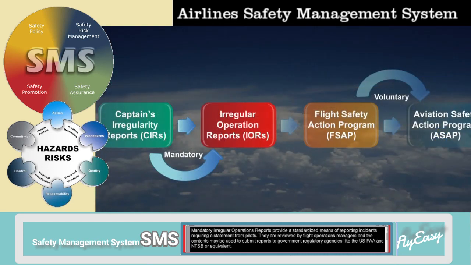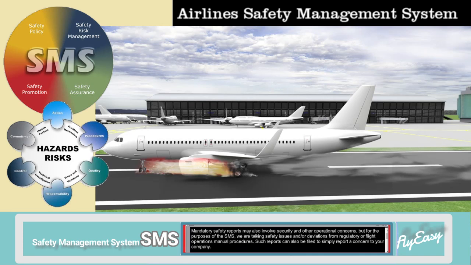Mandatory Irregular Operations Reports provide a standardized means of reporting incidents requiring a statement from pilots. They are reviewed by flight operations managers, and the contents may be used to submit reports to government regulatory agencies like the U.S. FAA and NTSB or equivalent. Mandatory safety reports may also involve security and other operational concerns, but for the purposes of the SMS, we are talking safety issues and/or deviations from regulatory or flight operations manual procedures. Such reports can also be filed to simply report a concern to your company.